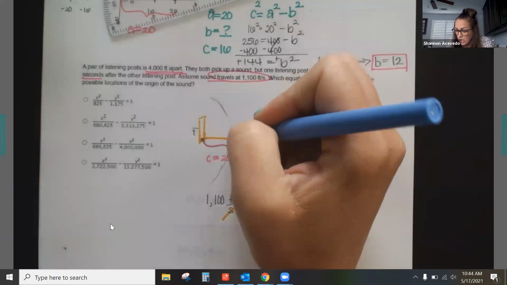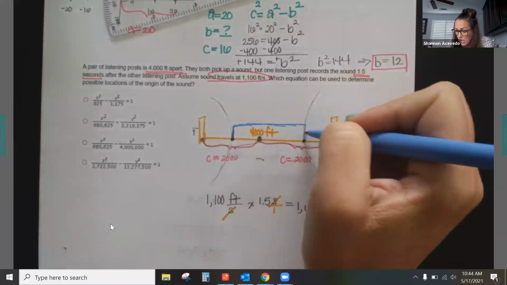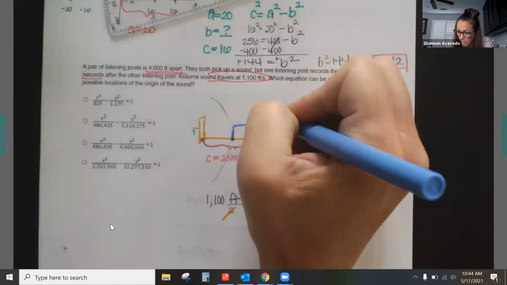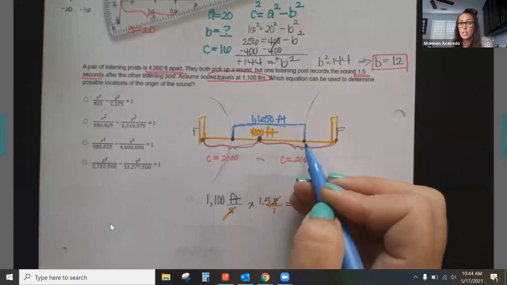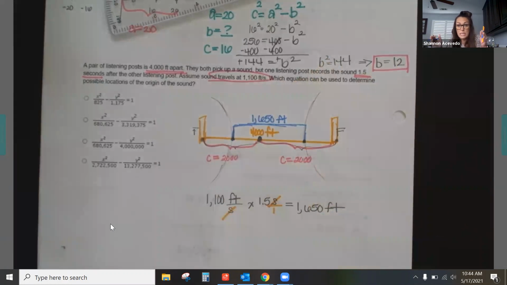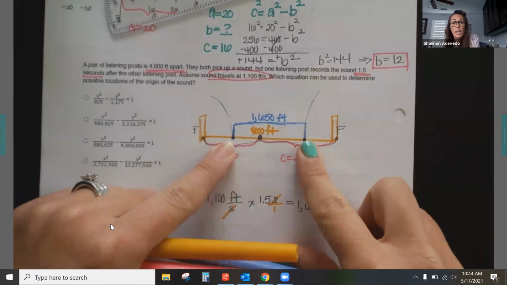And so when I look at this, how far away is that going to be? That's going to be my 1,650 feet. So I hear it here first, and then I hear it here. So I can tell you that it was 1.5 seconds, but I don't know that distance unless I calculate it out. So this is happening from vertex to vertex.